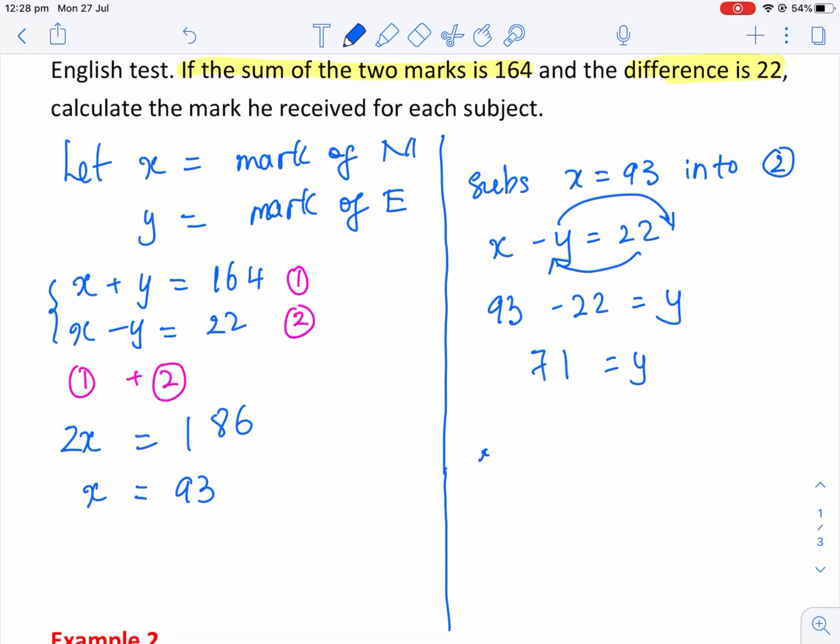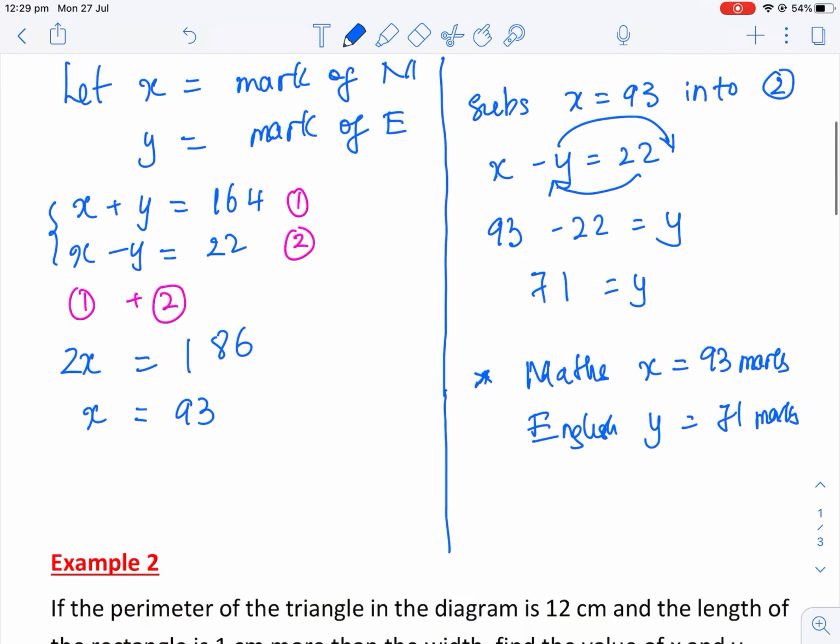So finally, we have the marks. For the math test, x equals 93 marks. And for the English test, y equals 71 marks. All right, we're done for question 1.